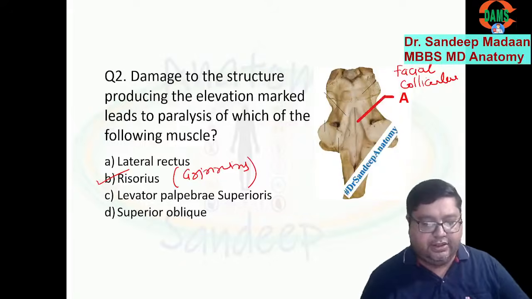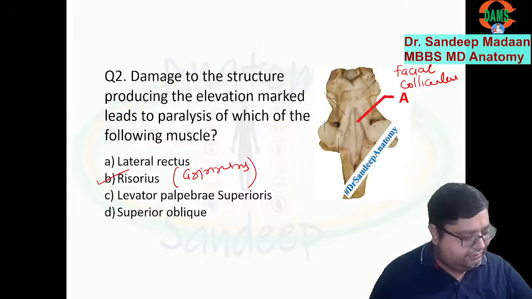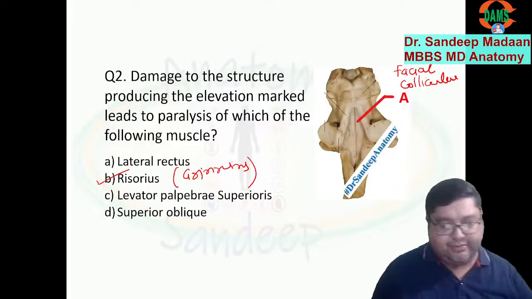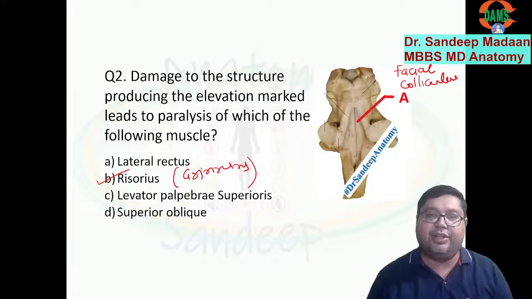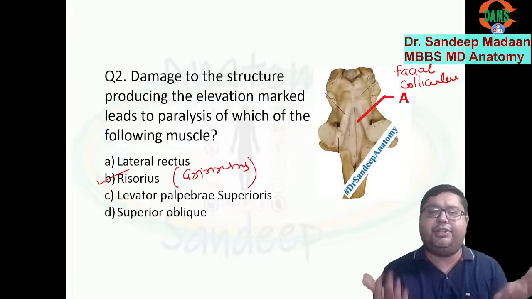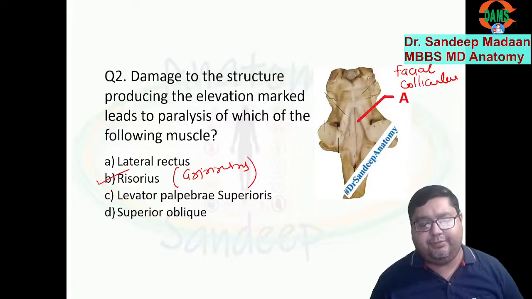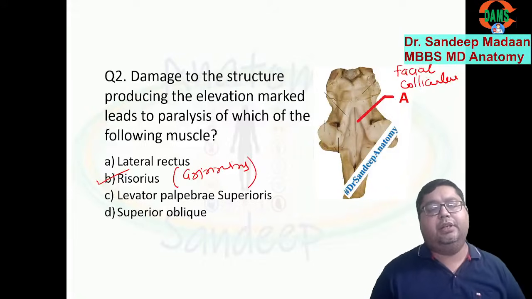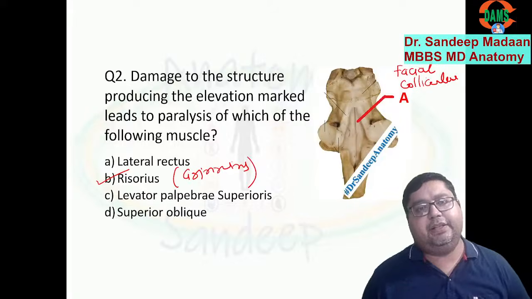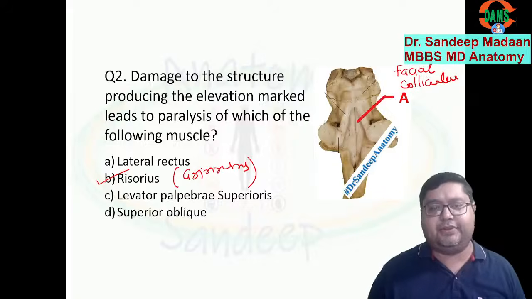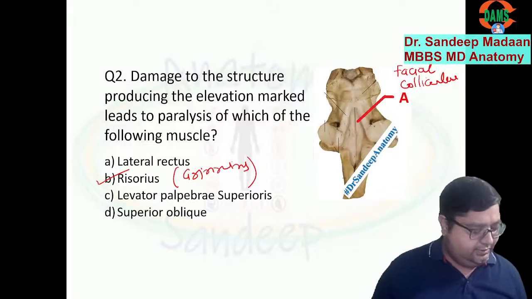All right. Now the question here is, if they change the language, beta. It is not the case that they will always frame the question the same way. Suppose they change the language. If they say damage to the nucleus deep to the marked elevation, then which nucleus is deep to it? Sixth nerve nucleus is there. In that case, the answer will be lateral rectus.